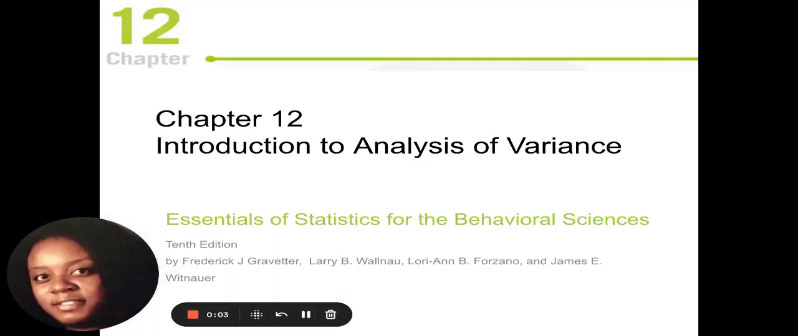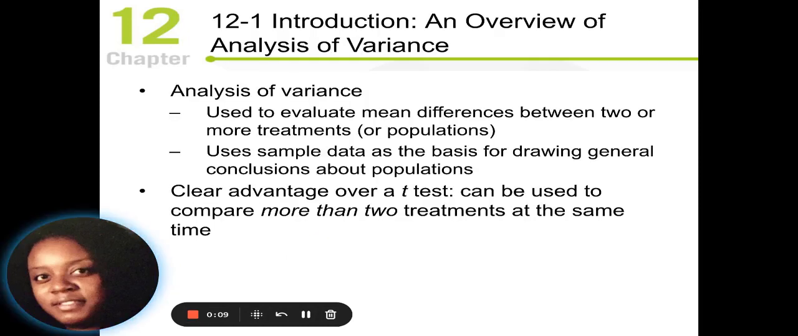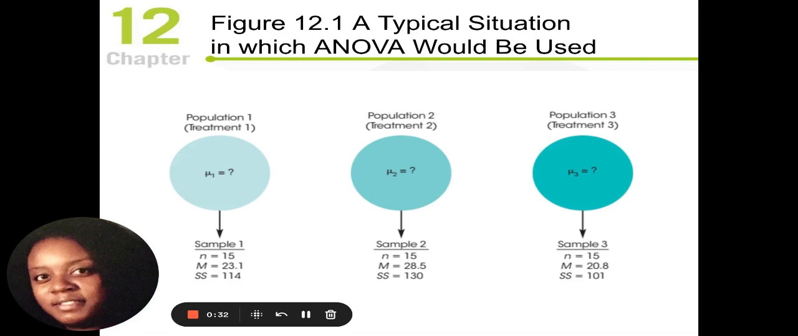Okay, so chapter 12 is the introduction to the analysis of variance. The analysis of variance is used to evaluate the mean differences between two or more treatments or populations. It uses sample data as a basis for drawing general conclusions about the population. And this test has a clear advantage over a T-test because it can be used to compare more than two treatments at the same time.